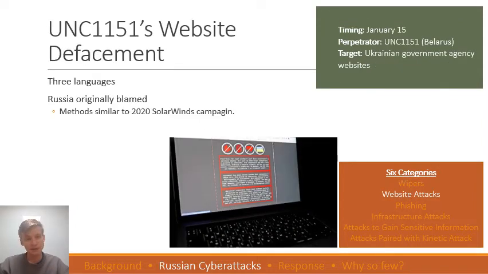The second category of attack that we will talk about is website attacks, both website defacement and distributed denial of service attacks. So looking first at website defacement, this was something that happened just like the first wiper we talked about before the invasion, in the weeks leading up during that tense time period on January 15th. In particular, what happened was a host of governmental agency websites were hijacked such that instead of showing their normal content, they showed this message here at the bottom.